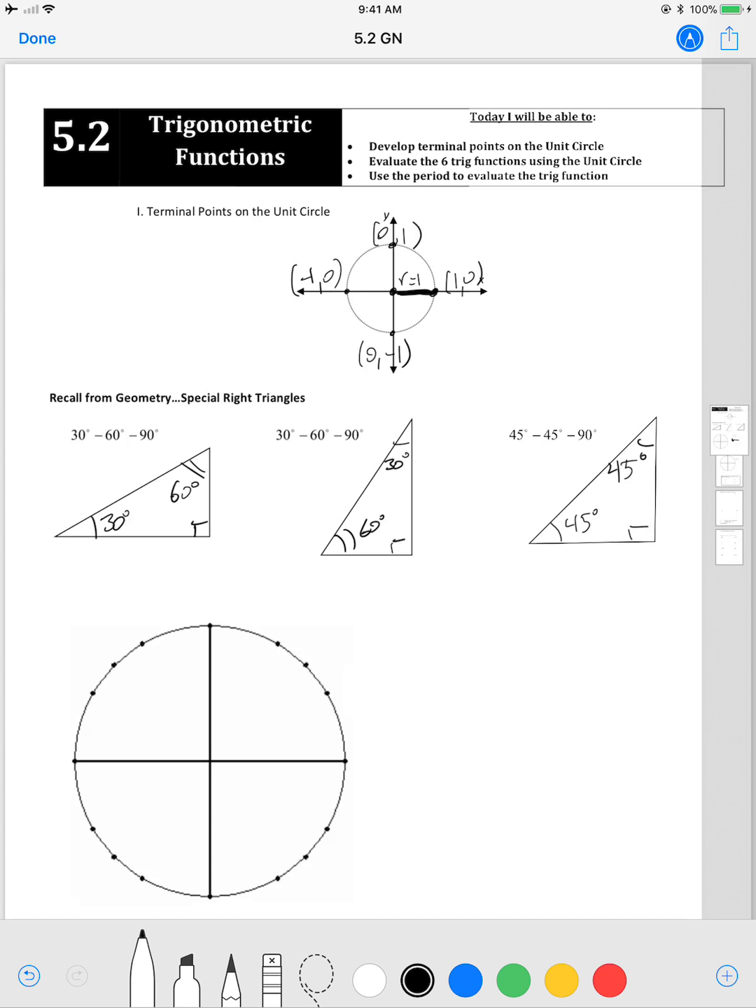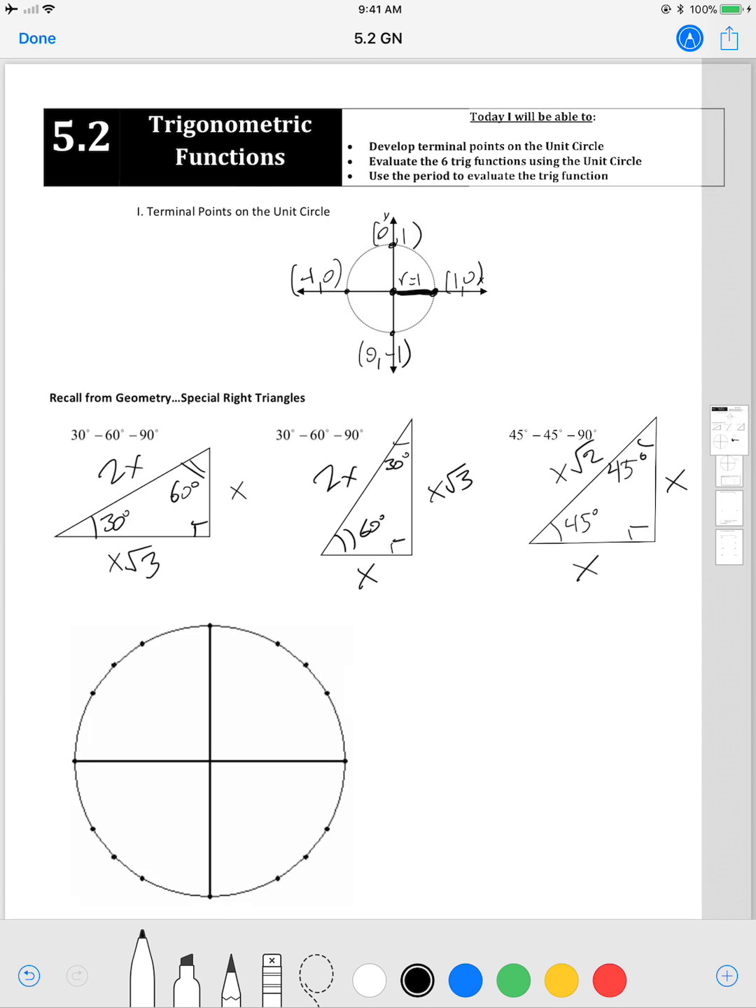So I don't blame you if you don't remember this. I certainly didn't until I looked it up, because it's been so long since we've used these. But these are the ratios of the sides of the special right triangles.